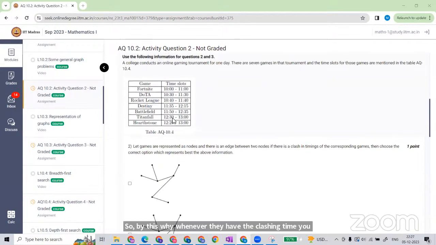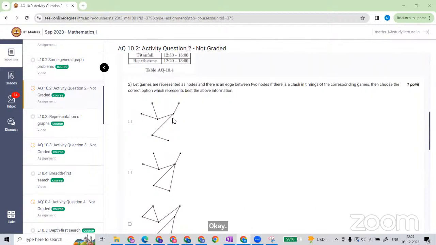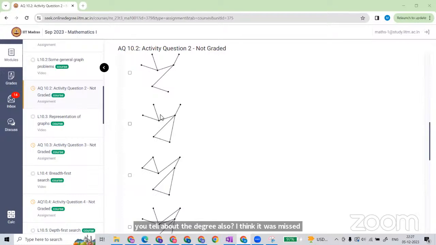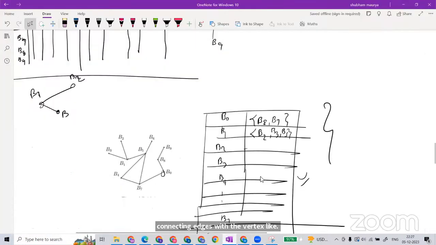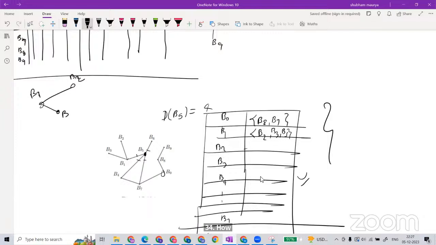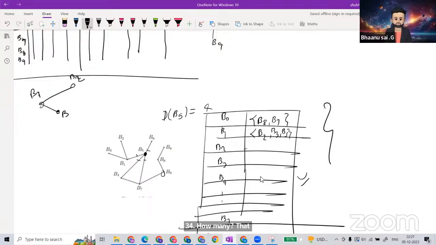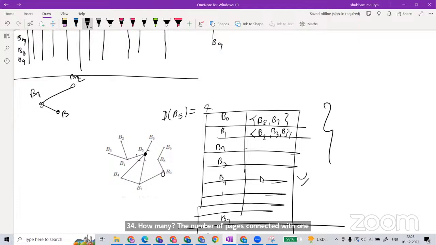By this way, can you tell about the degree also? I think it was missed. Yes, so what is degree? Degree is the number of connecting edges with the vertex. Like for this vertex, the degree is 1, 2, 3, 4. So the degree of B5 is 4. How many edges are connected, that number of edges connected with one vertex is called the degree of that vertex.